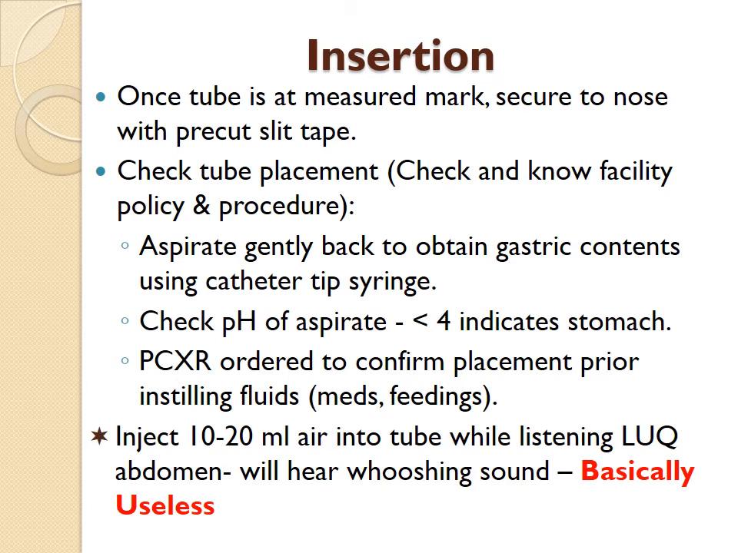Another test that some facilities still have in their policy and procedure manual is to instill 10 to 20 milliliters of air into the tube when you first place the tube, before you aspirate back for any of the stomach contents. So usually I will put the 60 milliliter syringe with about 10 milliliters of air at the end of the clear port of the Salem tube.